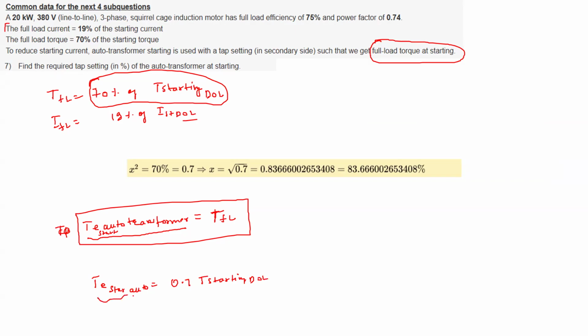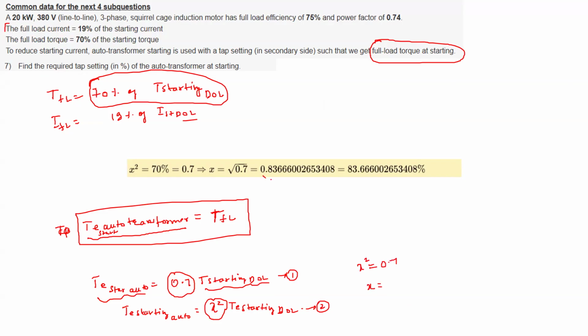So we know the relation between T starting auto transformer and T starting DOL. T starting auto transformer is x square times T starting DOL. If you compare these two equations, equation 1 and equation 2, you can see that x square is equal to 0.7. So this x square is 0.7. So what is the percentage of tapping? This comes out to be 0.836. So in percentage, it is 83.6%.